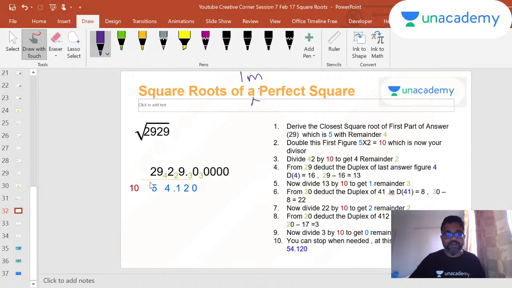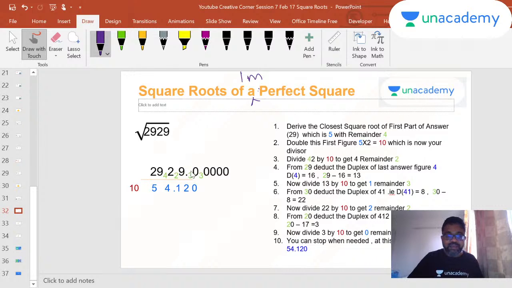I'm going to just derive the closest one. It's a 5, right? And then 5 5s are 25, 4 remainder 5, I double it and keep it on the side. 42 divided by 10, I get a 4 remainder 2, right? Now I take 29 minus the duplex of 4, the very first step. You only do this duplex thing after you write the first digit. You start it only from here. Okay, 29 minus 16, you get a 13. 13 I divide by 10, I get a 1 remainder 3.